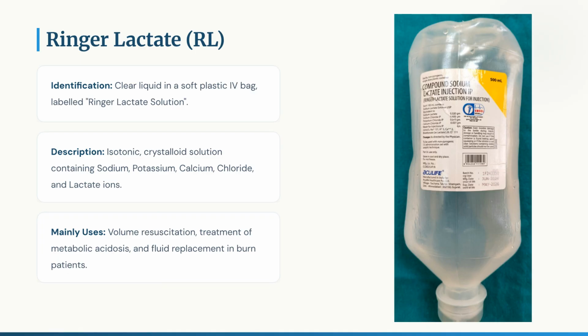Ringer lactate is an isotonic crystalloid solution containing various ions. It is primarily used for volume resuscitation, treating metabolic acidosis, and fluid replacement, particularly in burn patients.